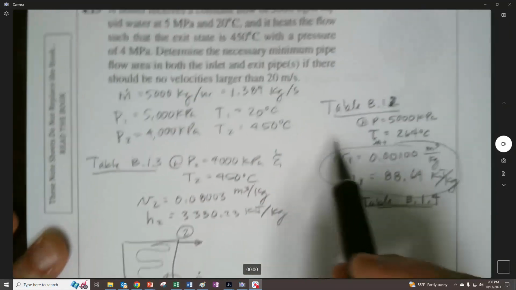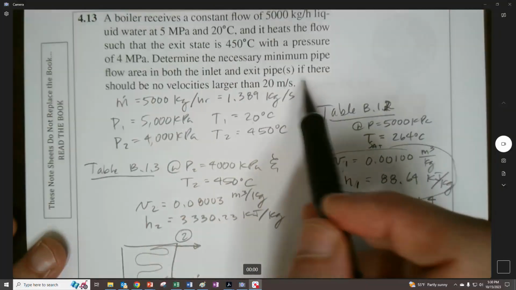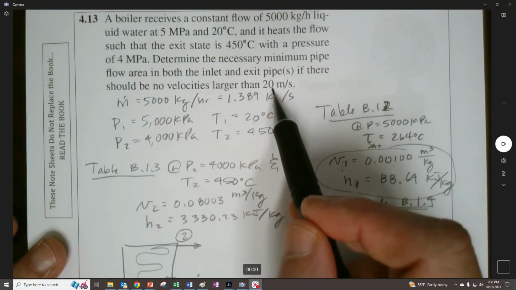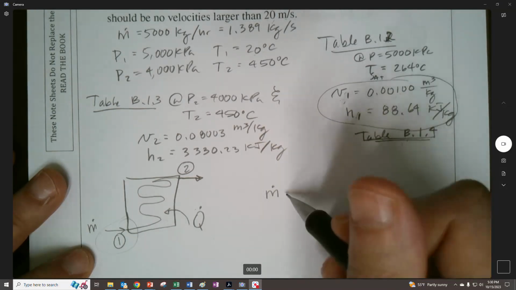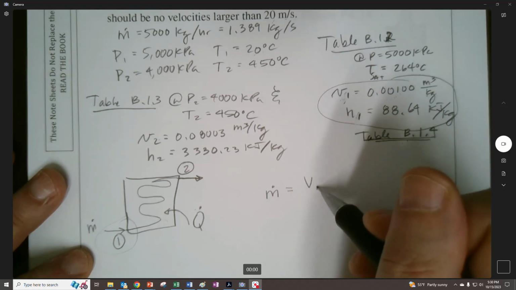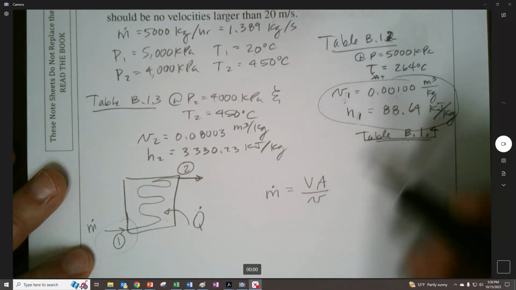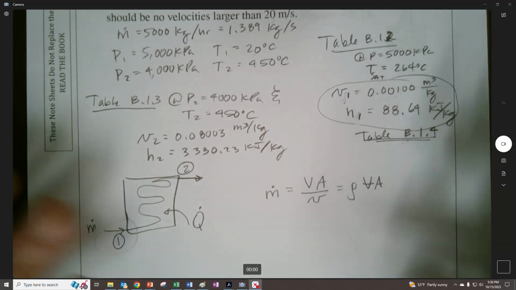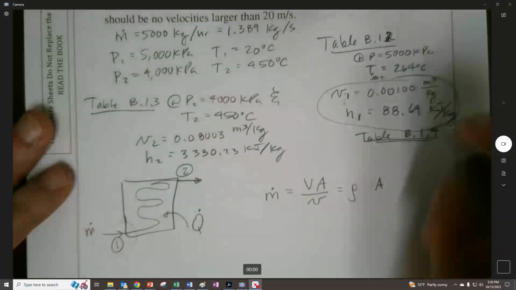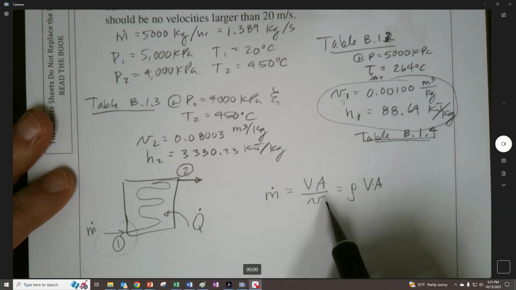For this problem, they're focused on the minimum pipe flow area if there should be no velocities above 20 meters per second. So the equation that we're really looking at is M dot equal to V times A divided by specific volume. I actually kind of prefer this equation right here. No, I didn't mean that. That should not have a cross across it right there. Because this right here is the volumetric flow rate, and I usually like to have the density. But because we use specific volume so much, we'll stick with this one right here.